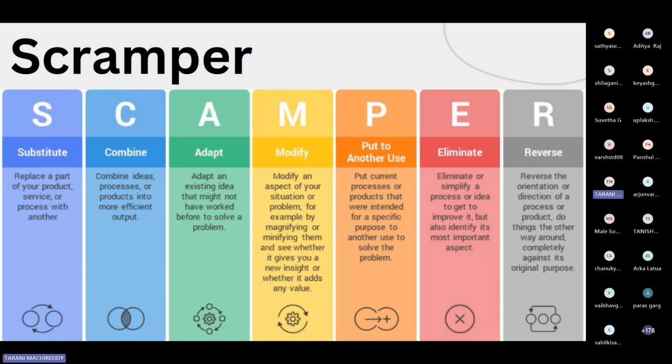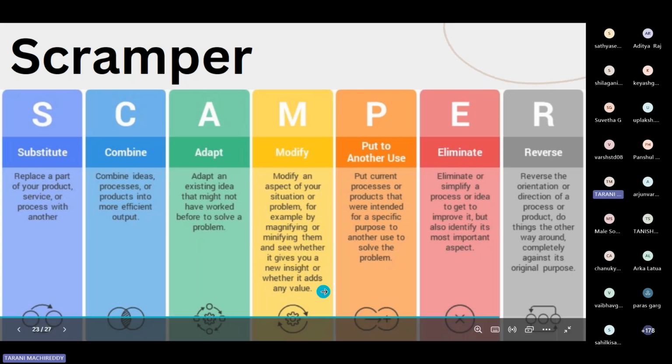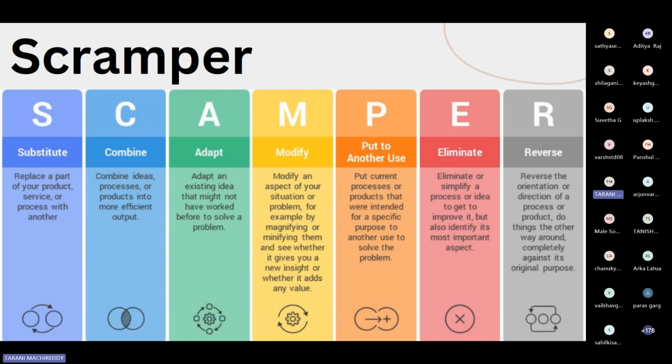Or how can we make our bottle useful to the travelers? There we use this adapt thing. And then modify. As shown here, modify an aspect of your situation or problem. So, okay, what can we modify still in our bottle?